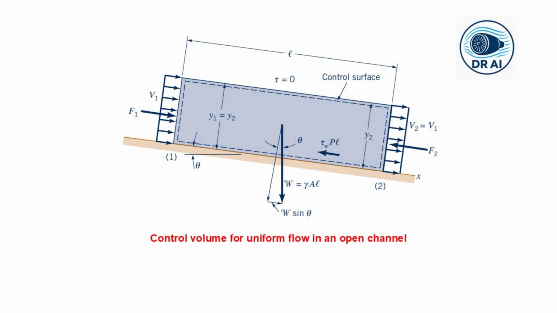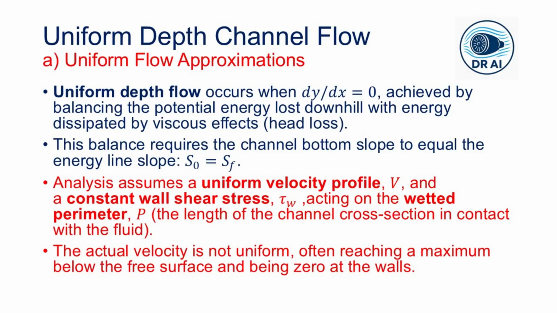This is the engineer's ideal. It is a flow where the depth, velocity, and cross section do not change along the channel. We denote this by saying that dy over dx must be equal to 0. So think of a perfectly constructed prismatic canal carrying water at a constant depth for miles. So this is the foundation of open channel design.